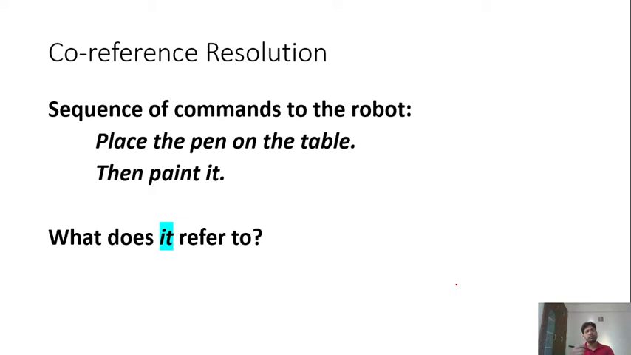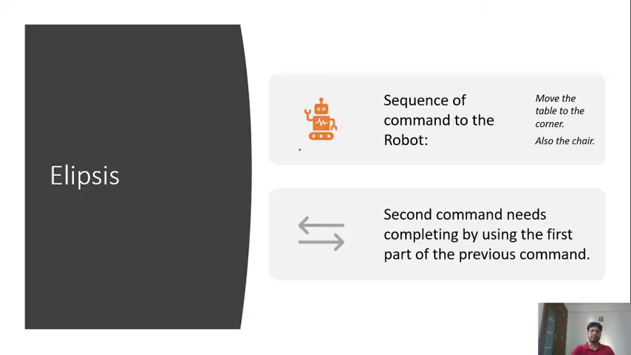Then there is the co-reference resolution problem. If we have multiple commands or multiple sentences, then maybe the robot to whom you are giving the command is not able to understand. For example, it says place the pen on the table, then paint it. Now what does it refer to? Is it referring to the pen, or is it referring to the table? That is the co-reference resolution problem.